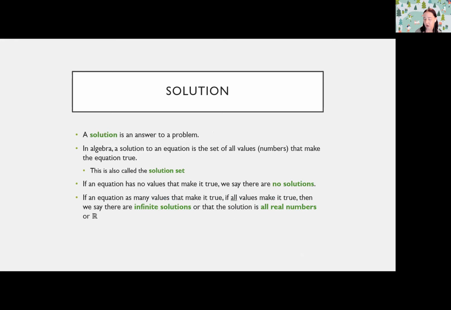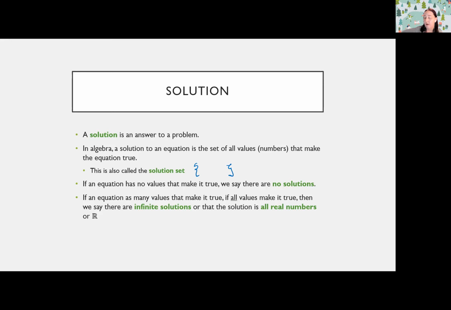The solution is basically the answer to something. So it is the set of all values, and values is another way of saying numbers that make something true. So you could have multiple solutions. You could have multiple numbers that make something true. So that's why we say it's a set, because there could be many of them and they're grouped. So because it's a set of values to make a solution, it's also called the solution set. And that means that when you write your answers, you'll put them inside your braces.